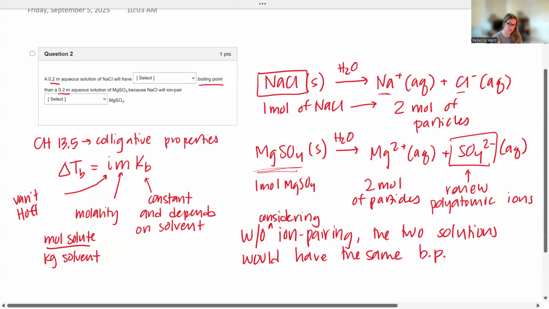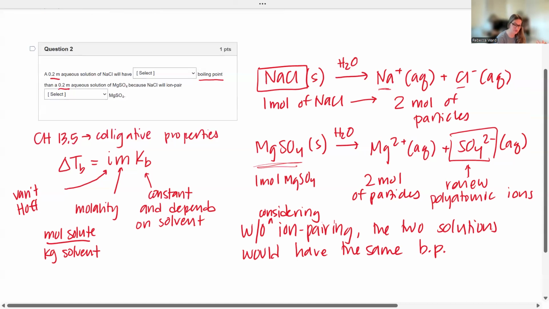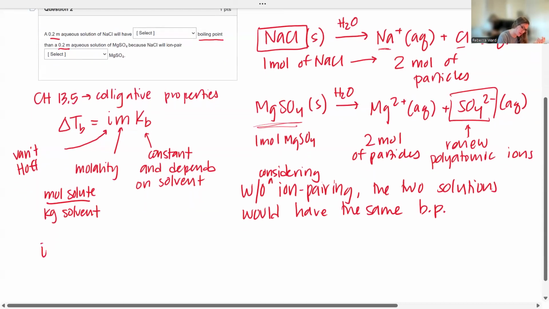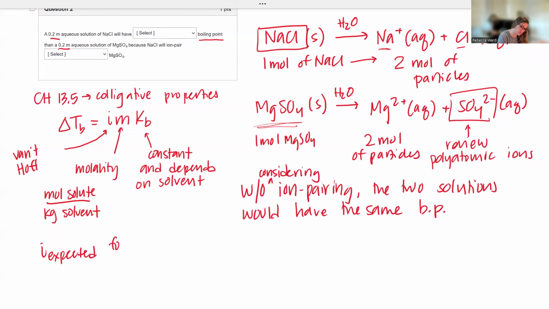However, in this question, we're not going to make that assumption. We're not assuming the expected i value. In class, we talked about this as i expected. i expected for NaCl and magnesium sulfate are both 2. However, when we actually make these solutions, we see that delta Tb is not the same for these 2, and that's because of ion pairing.